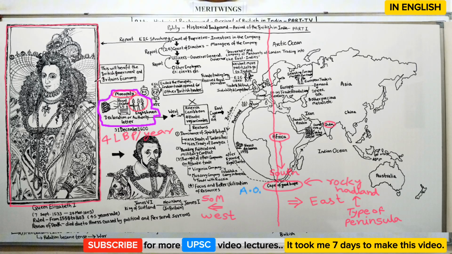Cape of Good Hope is a rocky headland on the coast of the Atlantic Ocean on the Cape Peninsula of South Africa, friends. Headland is a type of peninsula. The raised part of the land in the ocean, which is surrounded by water on 3 sides, is called a headland.